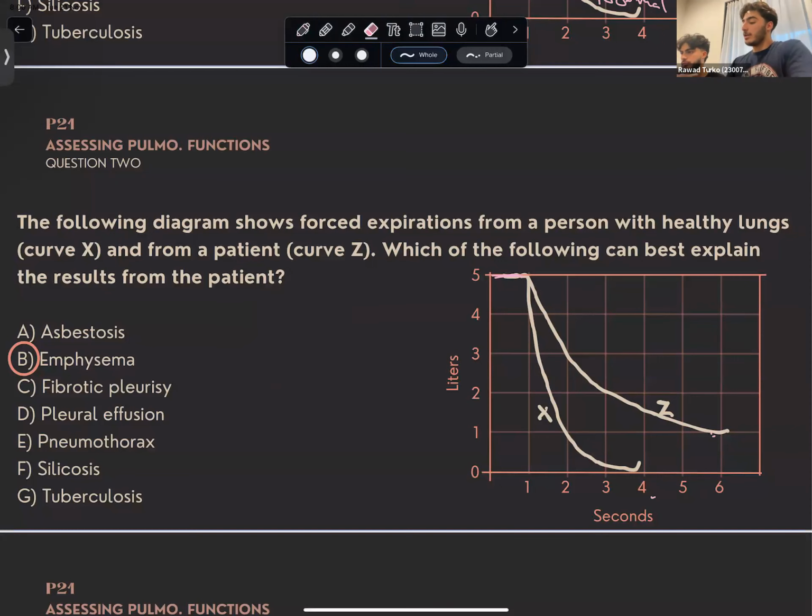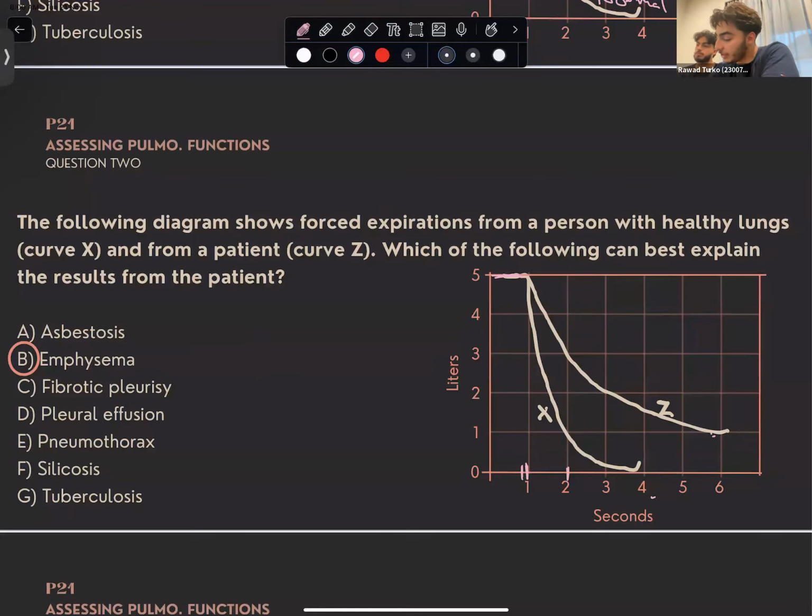So you're starting at 5. The y-axis is your liters, your volume. You're starting from 5 here on the y-axis, and your x-axis is the seconds, how long it takes for you to exhale this volume out. Okay, so in a normal patient, you're going from here, from 5, in 1 second. So from here to here in 1 second. So we're talking about from 1 second to 2 seconds.